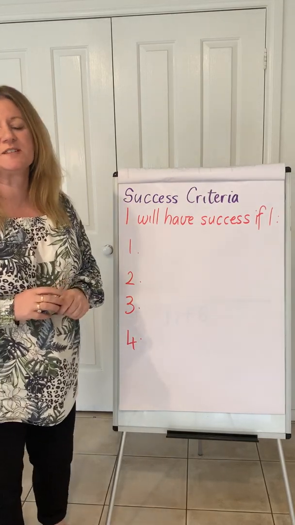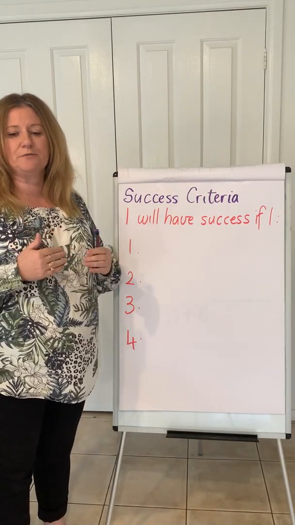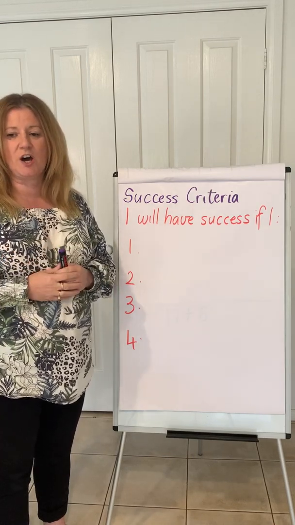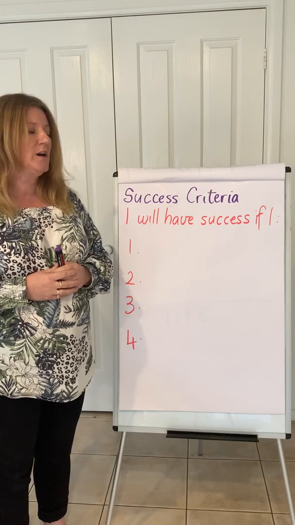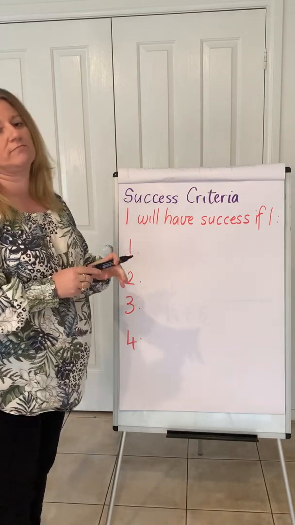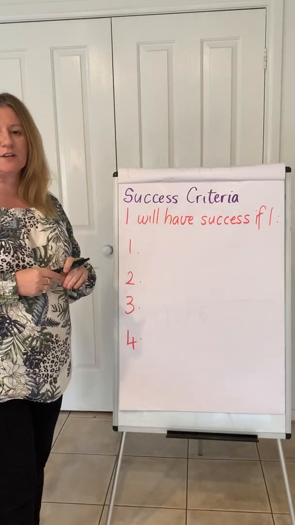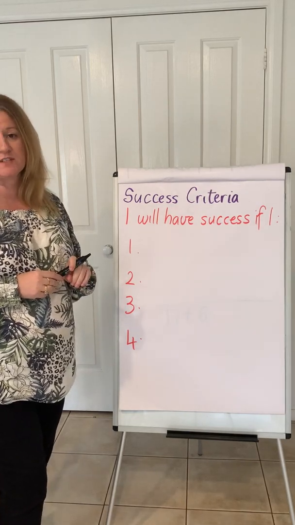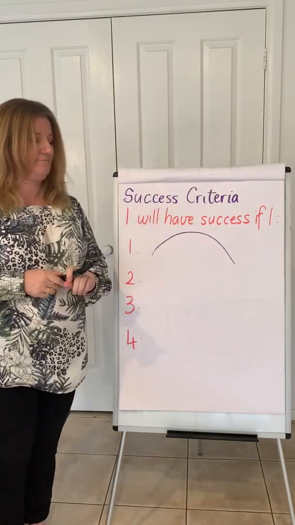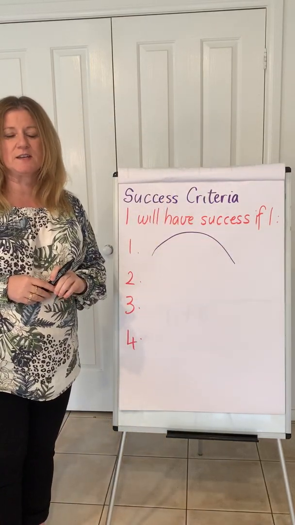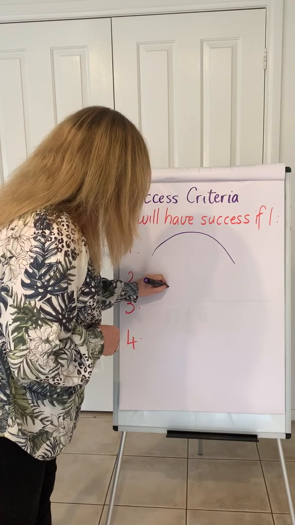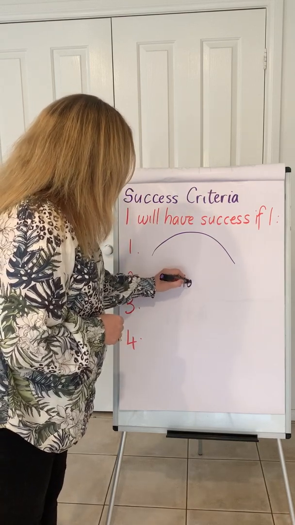So now I'm going to teach you some steps that hopefully, if you follow each of the steps, you will have success and get the correct answer each time you apply the jump strategy. So first off, I will have success if I draw a number line. Now in grade 2, our number line is a curved number line. I will also have success if when I am jumping on my number line, I jump from left to right.